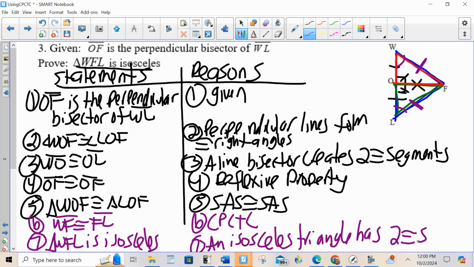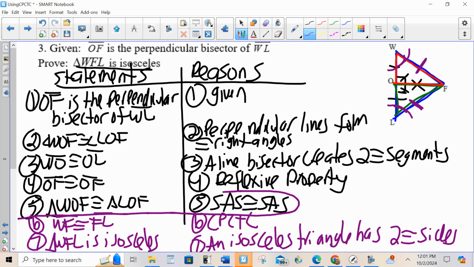If you stated that the angles were congruent, if you said that angle W was congruent to angle L with CPCTC, then you would say an isosceles triangle has two congruent angles. So that's how we prove isosceles. We prove the triangles are congruent. We're always proving the triangles are congruent.